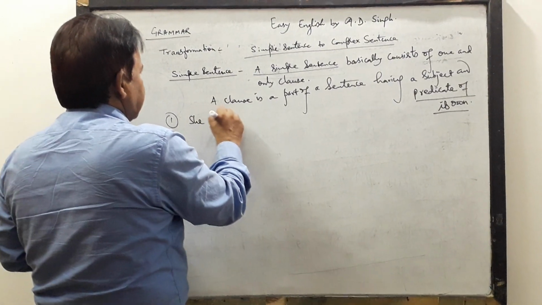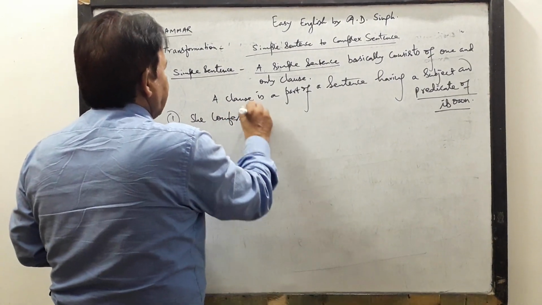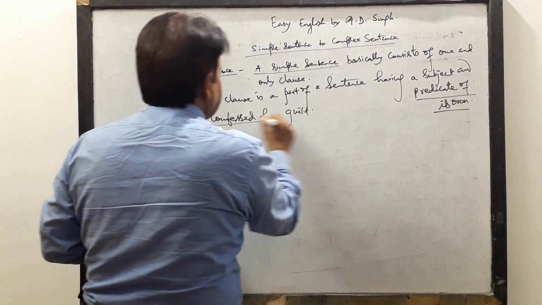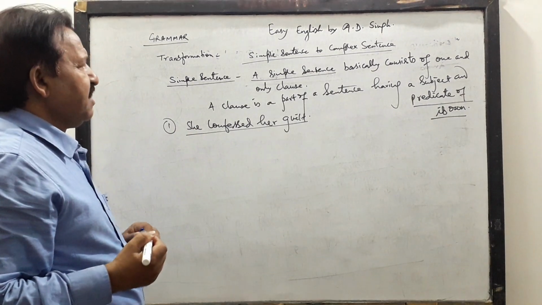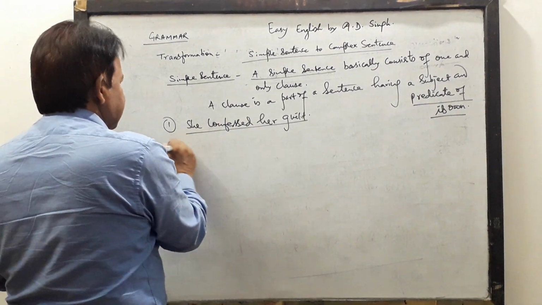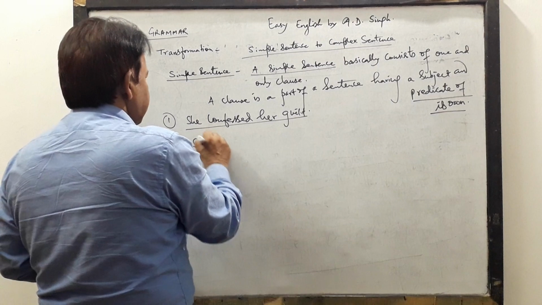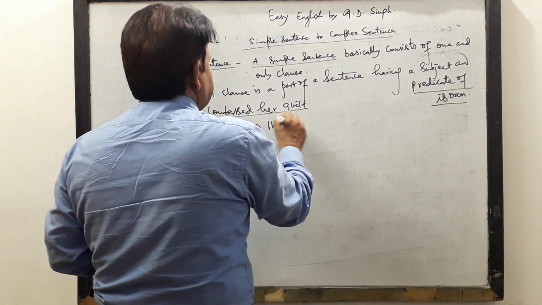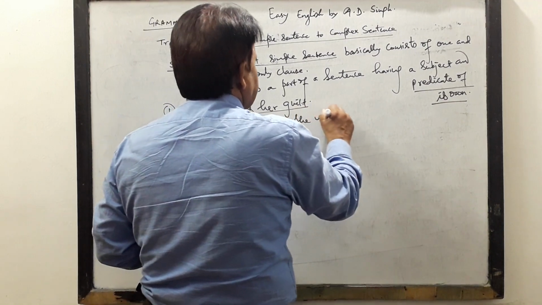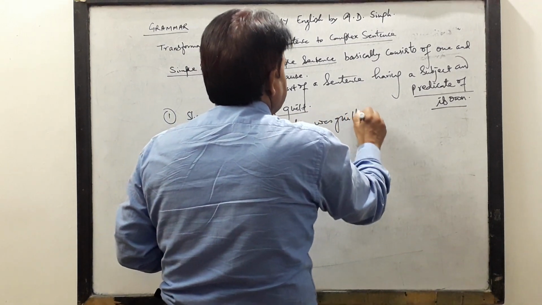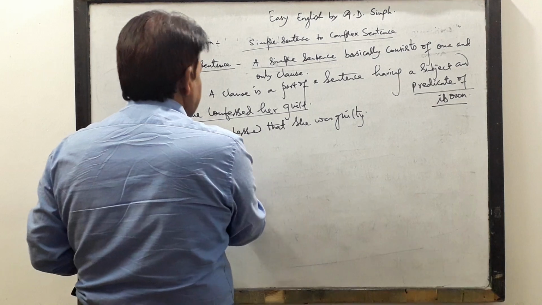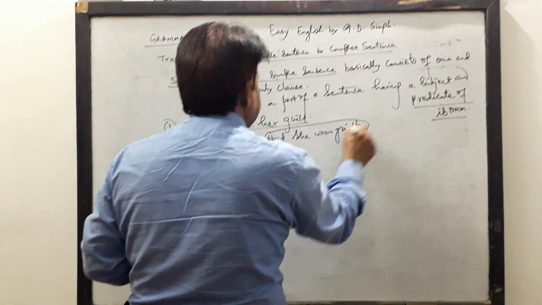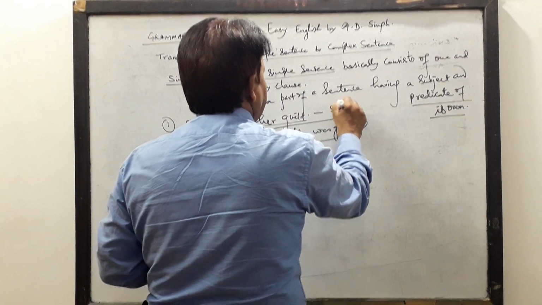She confessed her guilt. Here there is a single clause sentence. The same sentence can be written in this way: She confessed that she was guilty. Now you ask, sir, which one is the simple sentence and which one is complex? Of course, the first one is a simple sentence and the second one is a complex one.